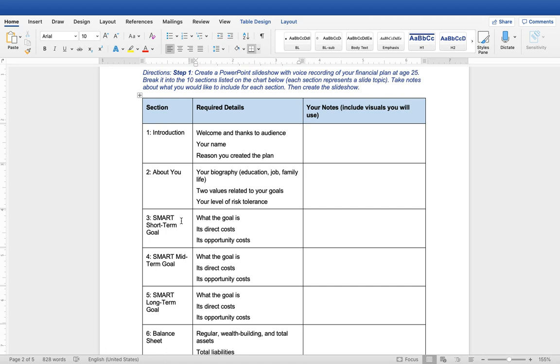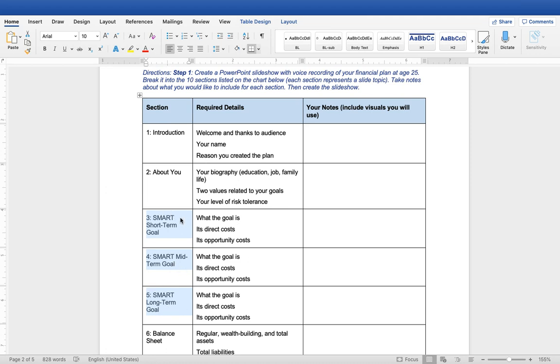The next few slides will be all about your SMART goals. The next one will be your short-term goal, then your midterm goal, and long-term goal. Very important, all these three SMART goals should be financial SMART goals. Let me repeat that. The three SMART goals that you address in your capstone presentation must be financial SMART goals. Short-term financial SMART goal, midterm financial SMART goal, long-term financial SMART goal.